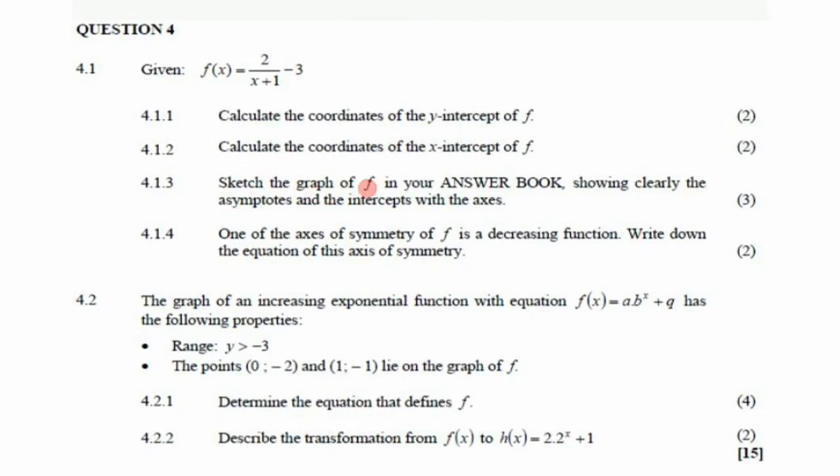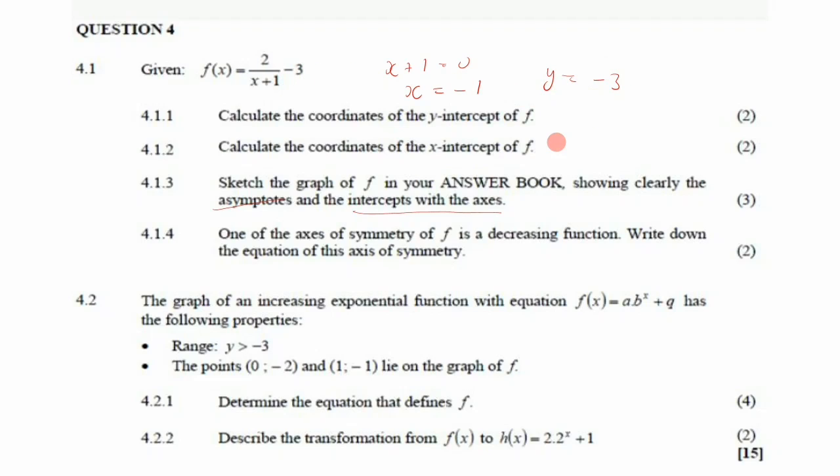4.1.3 says sketch the graph of f in your answer book, showing clearly the asymptotes and the intercepts with the axes. We already have the intercepts with the axes from calculating the two questions, 4.1.1 and 4.1.2. But then how do we now indicate the asymptotes? For the vertical asymptote, we go x plus 1 is equal to 0. Then it's going to be x is equal to negative 1. This will be the vertical asymptote. Then the horizontal asymptote, we know it will be represented by this constant here. So this is y is equal to negative 3.